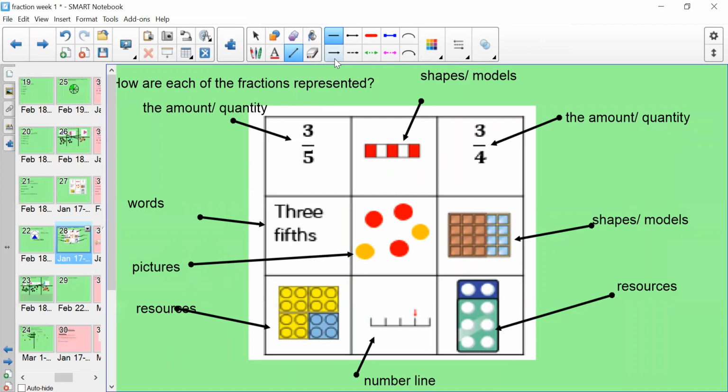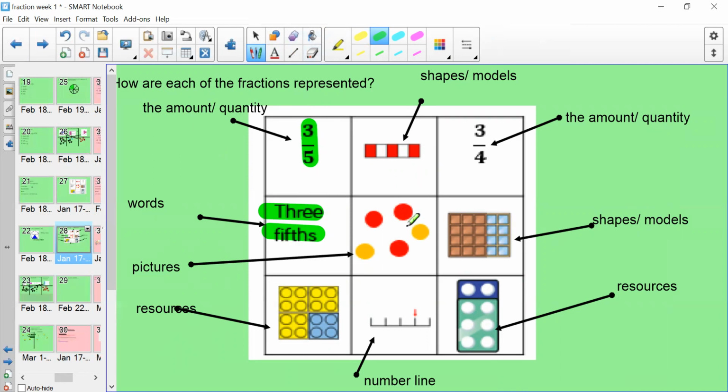So here's how each fraction can be represented. So we've got 3/5 over here. So this is the amount, the quantity. And then we've also got 3/5 over here. So this is shown in words. So we're going to highlight these because these two match.